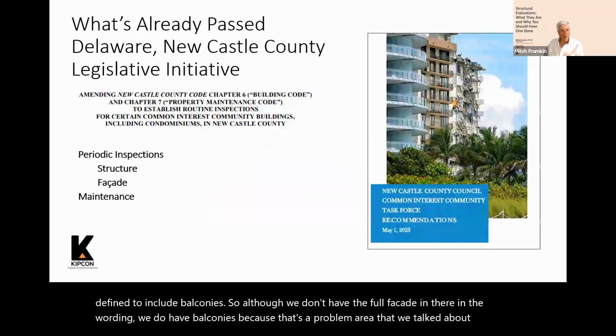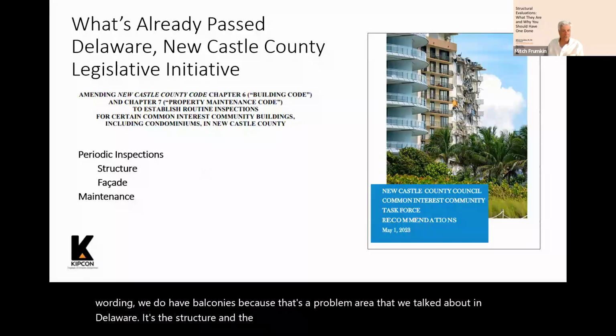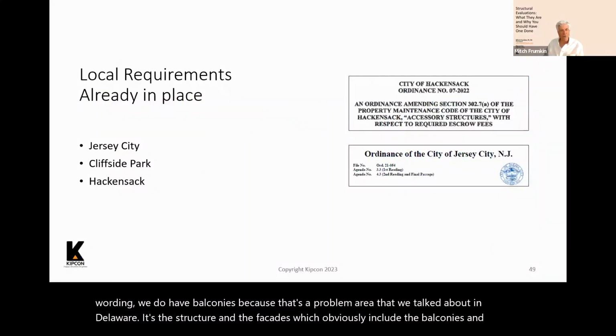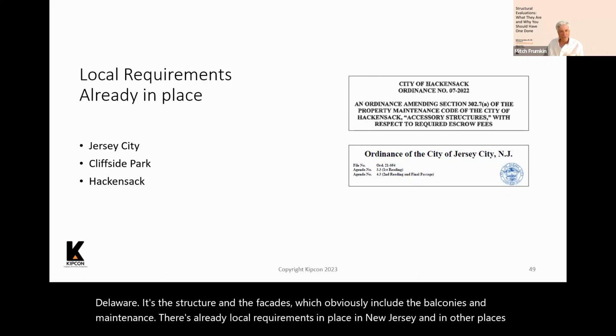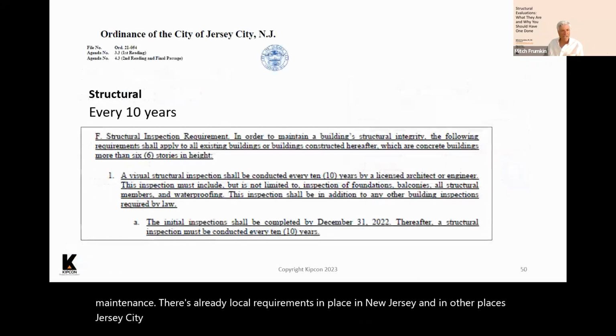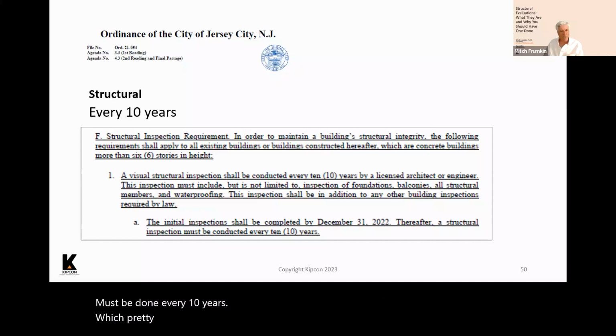In Delaware, it's the structure and the facades, which obviously include the balconies and maintenance. There are already local requirements in place in New Jersey and in other places: Jersey City, Cliffside Park, and Hackensack. In Jersey City, it says a structural inspection has to be done every 10 years, which pretty much matches what I talked about before.